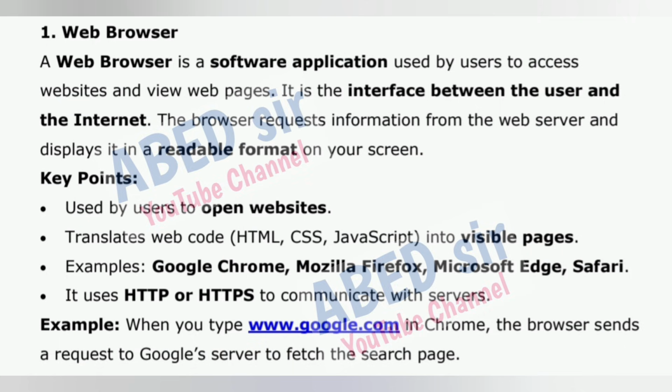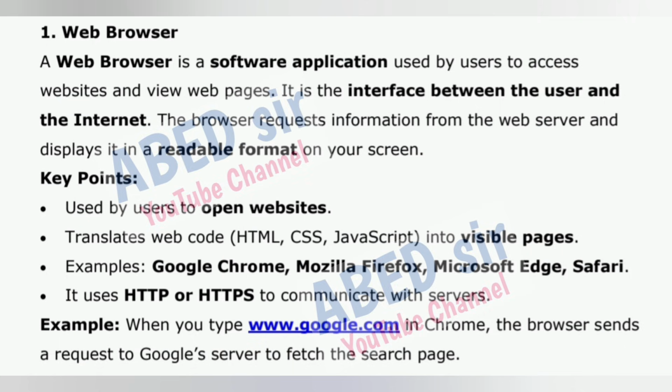1. Web browser. A web browser is a software application used by users to access websites and view web pages. It is the interface between the user and the internet. The browser requests information from the web server and displays it in a readable format on your screen. Key points: used by users to open websites. Translates web code, HTML, CSS, JavaScript, into visible pages.